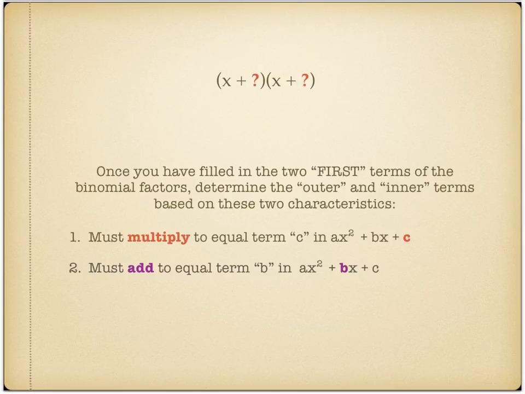Once you've filled in those first terms, your next job is to figure out what's going to go in the second position of your binomials. And the way you determine that is to determine what two numbers will satisfy both jobs of multiplying to equal term C in your binomial and add to equal term B in your binomial. And while that may sound complicated, it's really not complicated at all.